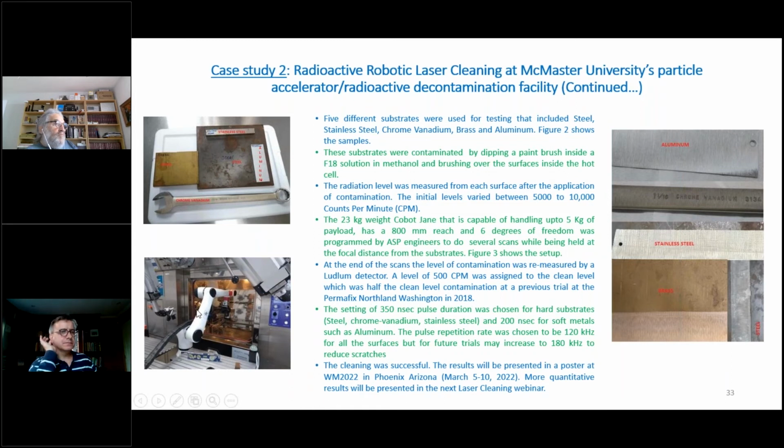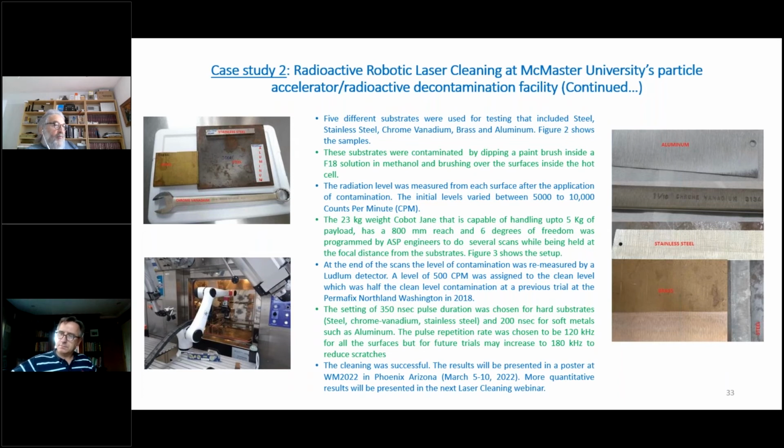And the laser head is being held by the cobot. This is one of our cobots. Of course, we had to make some adjustments for the height so that the metal is inside the hot cell. It's located here, and then automatically it was scanning and cleaning these. The initial levels varied between 5,000 to 10,000. So we defined the level of 500 counts per minute as clean. We did several passes and made measurements till we got to that 500 CPM level.